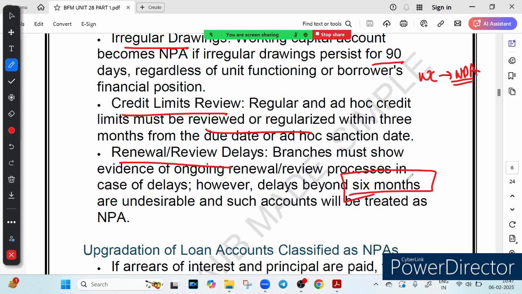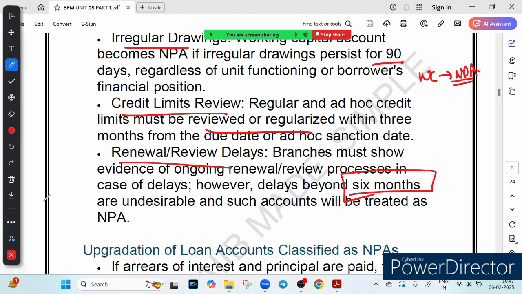So what we learned till now is that the bank must regularly check if the borrower is financially stable and follows the loan conditions. We have seen how a loan moves from substandard to doubtful to loss asset, and that banks should not rush to classify an account as NPA. So here is a quick recap for your examination.